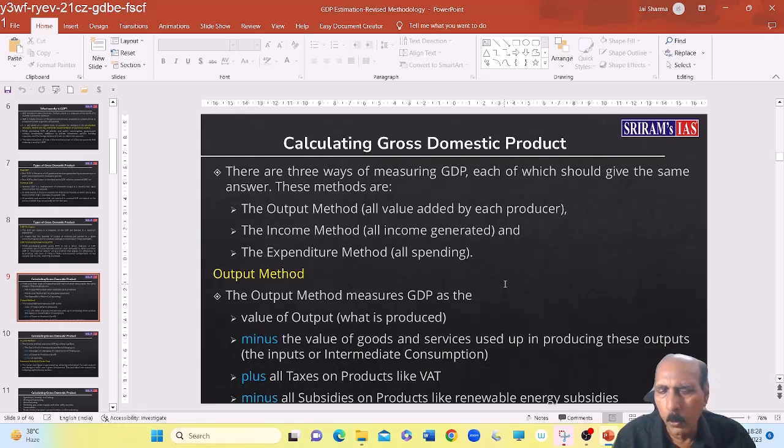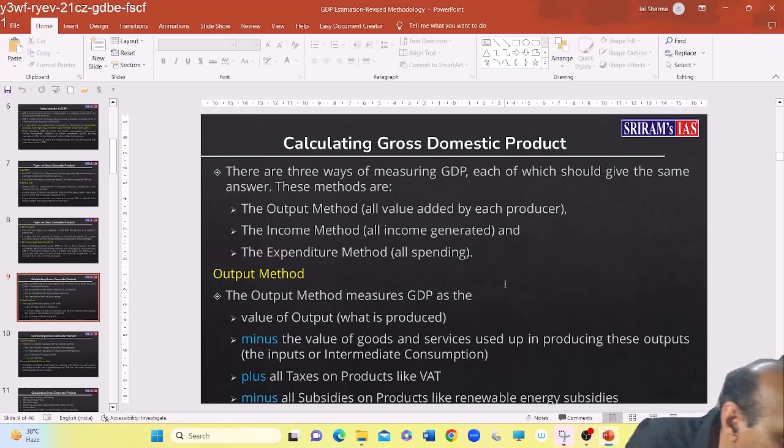And then we add all taxes paid on that particular product and subtract all subsidies on the products, if you have received any. So the output method measures the net value added in each sector. That is, the total value produced minus the value of inputs used plus taxes paid minus subsidy received. We calculate this for each sector, and then we add all the sectors together to get the GDP.